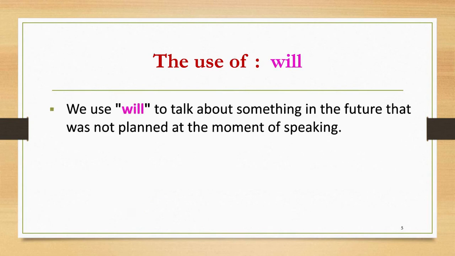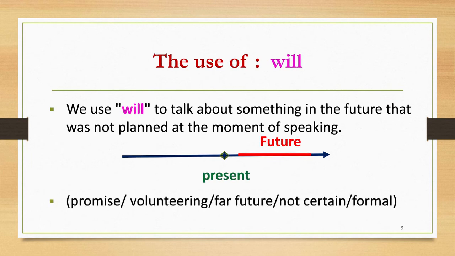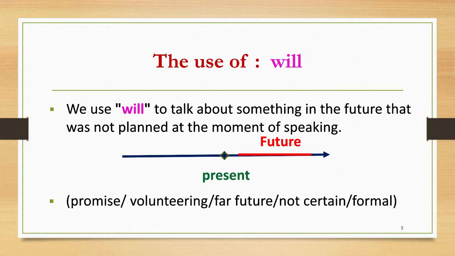The use of will: we use will to talk about something in the future that was not planned at the moment of speaking. If this is the timeline, we are here in the present moment. We are talking about something happening in the future that was not decided before. We just took the decision. We also use will to talk about promises, volunteering, to talk about the far future, to talk about something that we are not certain or not sure about, and to talk about formal situations. We also use will for prediction as well, and we will see examples for that.